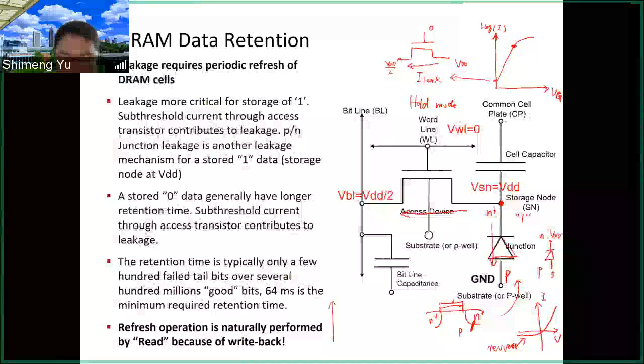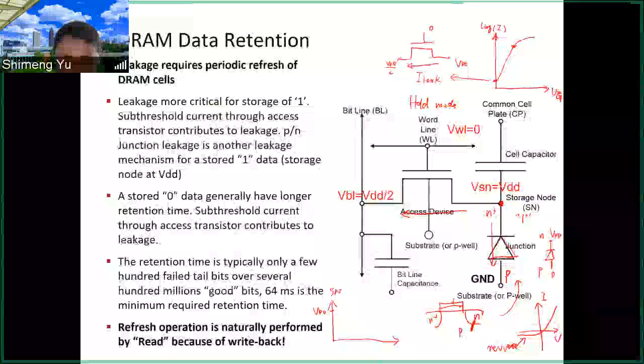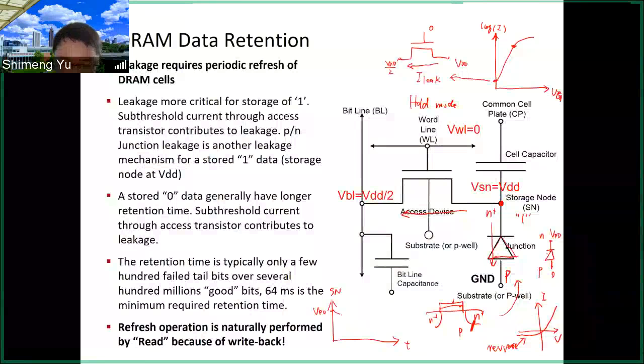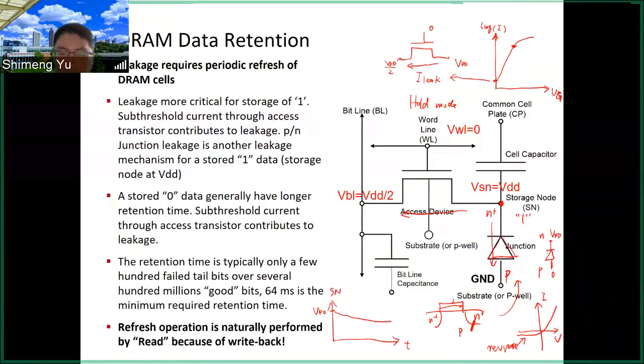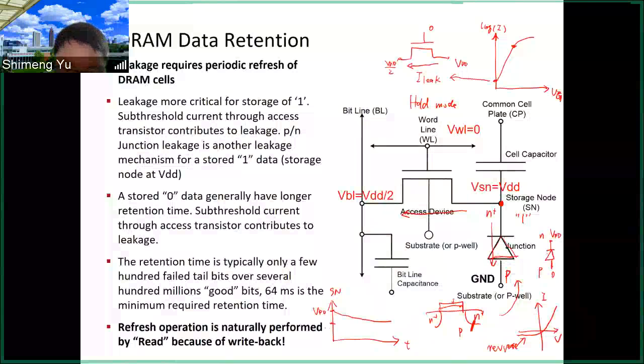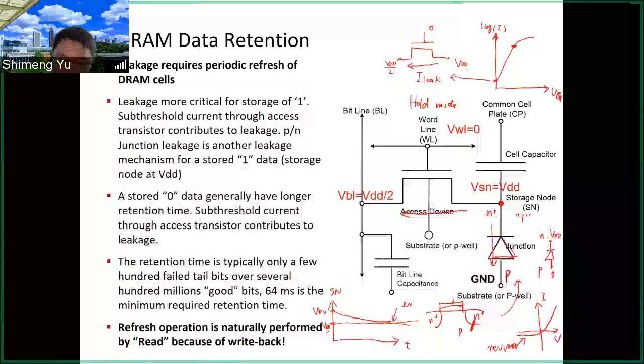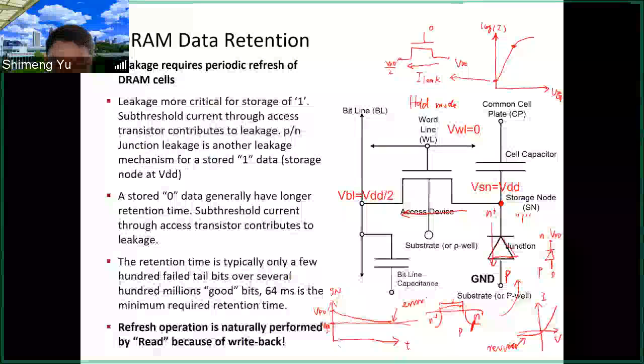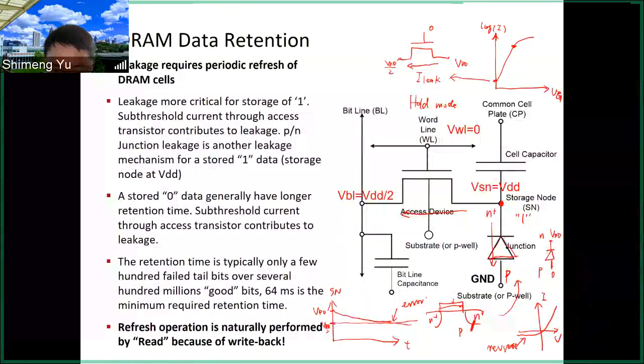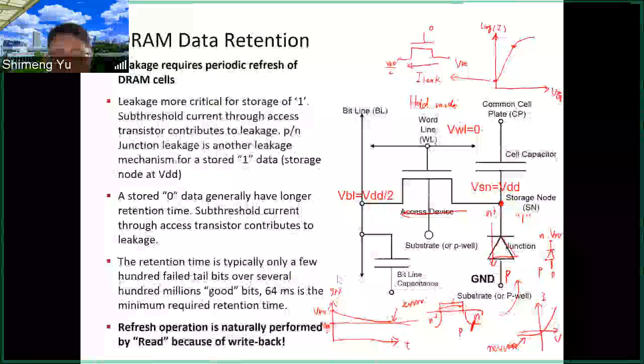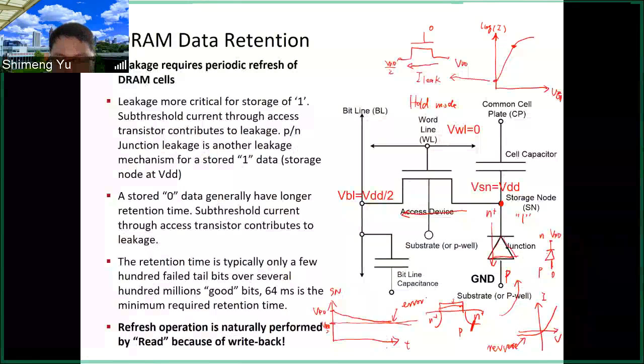So if you think about the voltage over time, this is the VDD, this is the storage node voltage, and this is time. So it will decay over time. That's not good, because later you have the half VDD as your reference. If your voltage decays over time and crosses this half VDD, that means you are going to have an error, because your 1 becomes 0. So before the decay reaches this half VDD level, we should refresh the data.